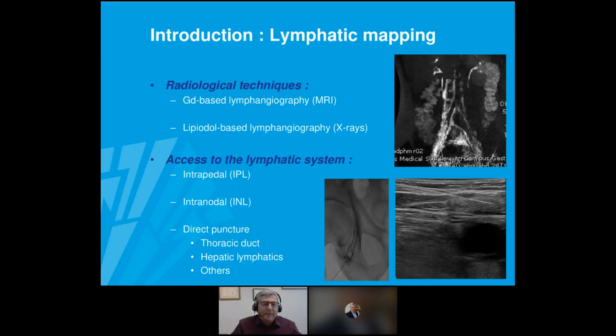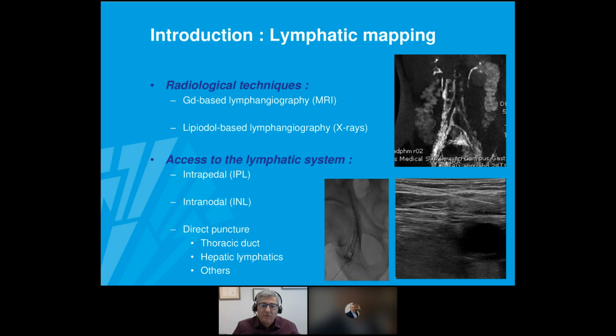If you want to map the lymphatics, in fact, we have two options. You can do it by MRI, and therefore we need some gadolinium-based lymphangiography, or you can do it by X-ray, and then you need Lipiodol to opacify the lymphatics. When you do it with Lipiodol, in the past, this was done by an intrapedal access. However, today, more and more centers are now doing an intranodal access to the lymphatic system.